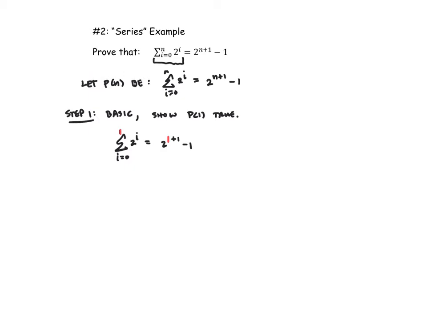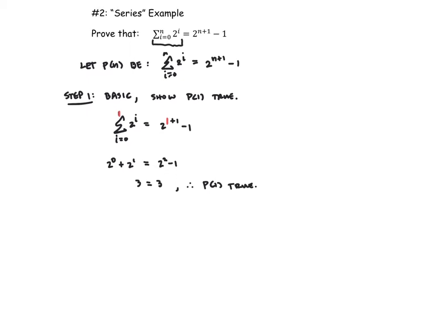All right, so in some ways here, I am, in step 1, working both sides at the same time. So 2 to the i from i equals 0 to 1 would be 2 to the 0 plus 2 to the 1. And on the right side here, I would get 2 to the 2 minus 1. So I would get 2 to the 0, which is 1, plus 2 to the 1, which is 2, which is 3, equal to 3. Therefore, P of 1 is true. Okay, so step 1, check.